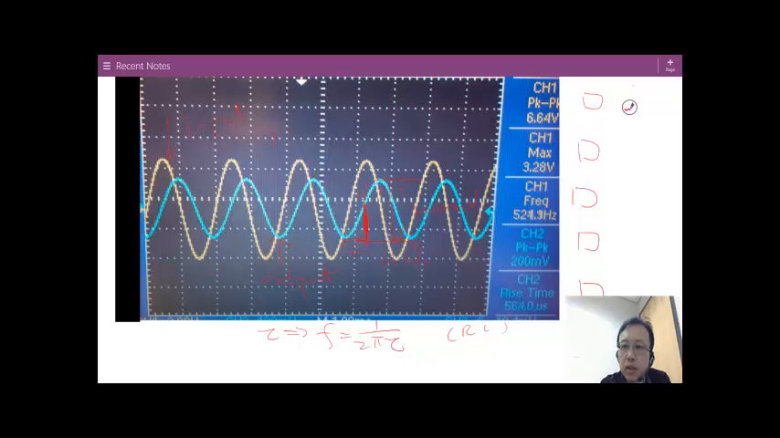There's also a button called cursor on the oscilloscope. You can measure with these two cursors. You can select time scale, then you can have two cursors, and automatically on the right hand side you have a delta value for this interval.